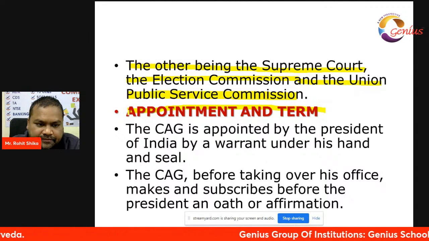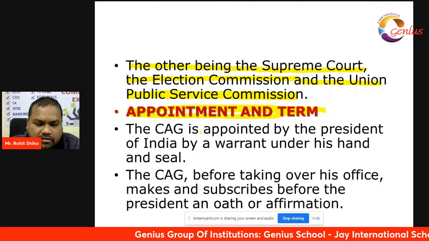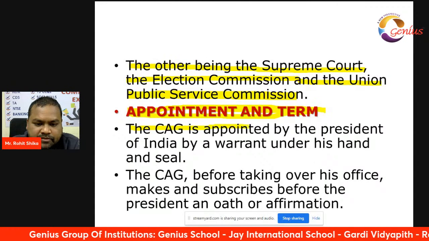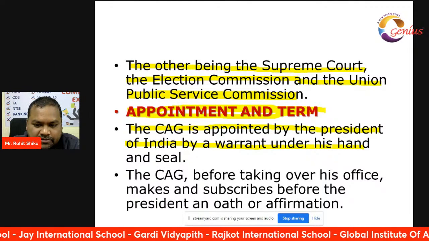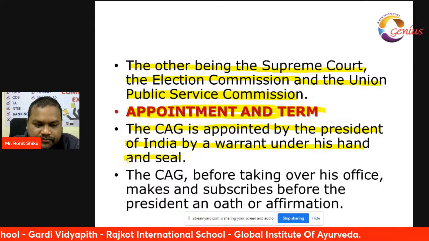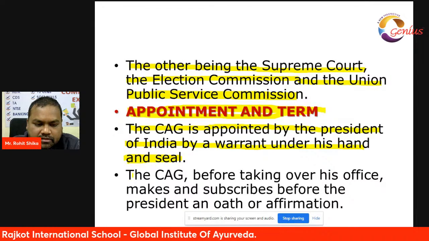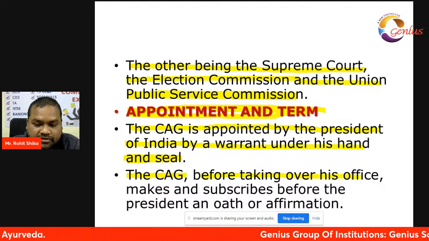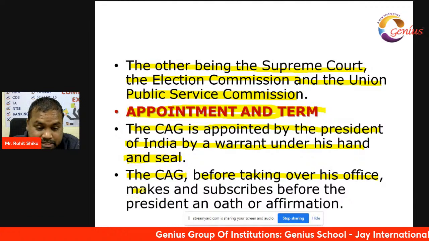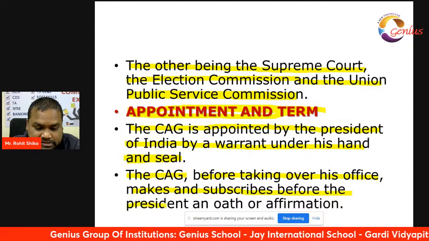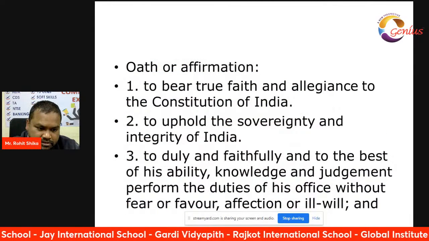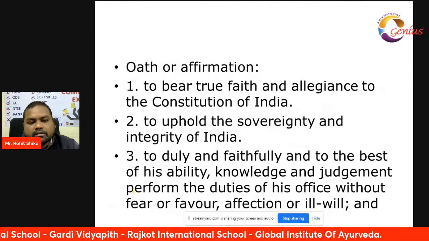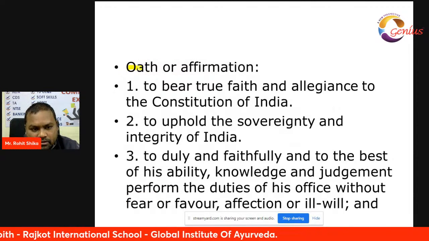Appointment and term. The Comptroller and Auditor General is appointed by the President of India by a warrant under his hand and seal. Before taking over his office, the Comptroller and Auditor General makes and subscribes before the President an oath or affirmation.